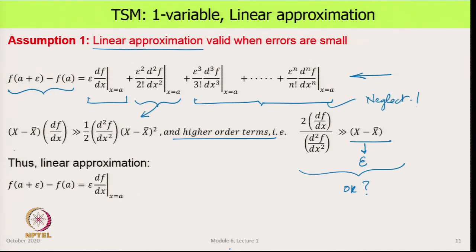The second order term can be neglected if this criteria is satisfied, in which case, if that is also neglected, we are left with the simple expression for a linear approximation, which is given here: the value of the function at a plus epsilon minus its value at a is epsilon times df by dx evaluated at x equal to a. Again, something that you learnt in school or in a first year maths course.